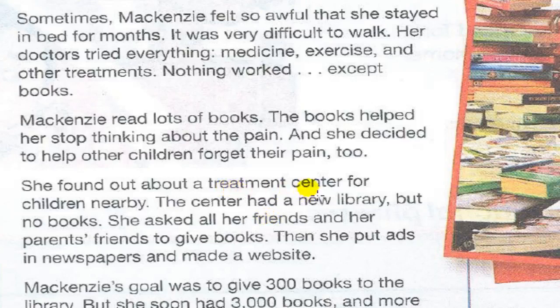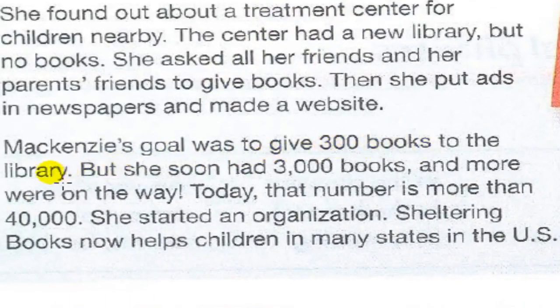Mackenzie's goal was to give 300 books to the library. But she soon had 3,000 books, and more were on the way. Today, that number is more than 40,000. She started an organization. Sheltering Books now helps children in many states in the USA. The goal of Mackenzie was to give 300 books to the library, but she had 3,000 books.